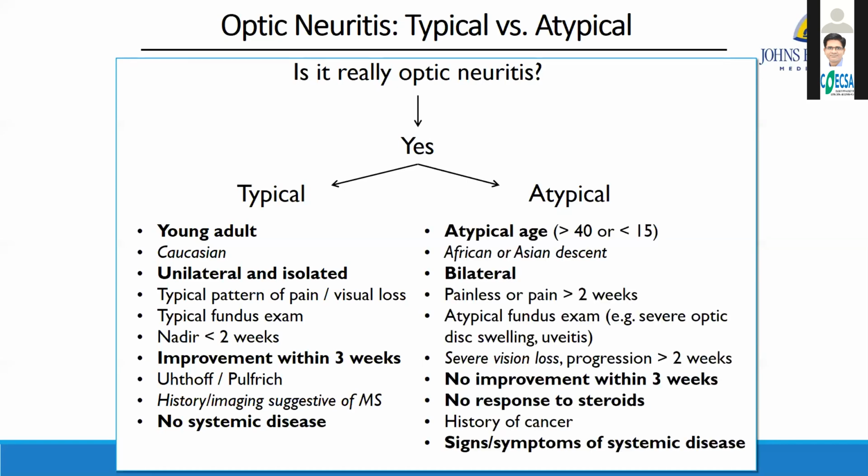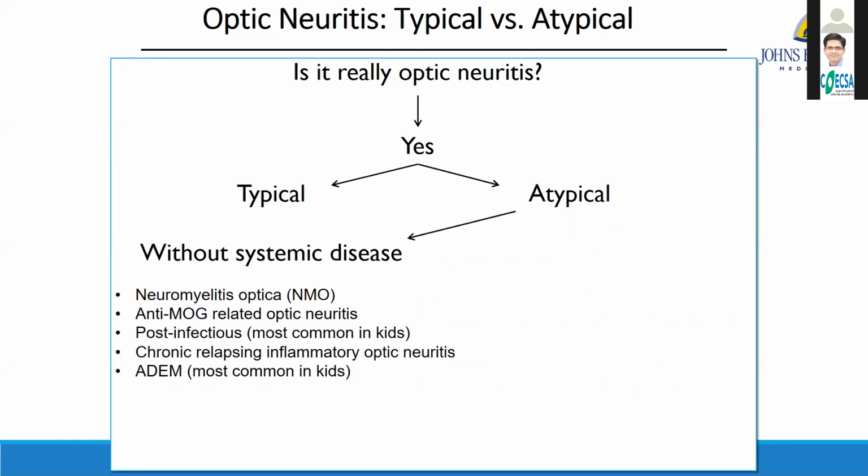Atypical optic neuritis tends to be in patients that are less than 15 or greater than 40, usually described more commonly in African or Asian descent. It's often bilateral, painless or pain for more than 2 weeks, an atypical fundus exam, severe vision loss, a progression for more than 2 weeks, no improvement within 3 weeks, no steroids, and a history of cancer, signs or symptoms of systemic disease.